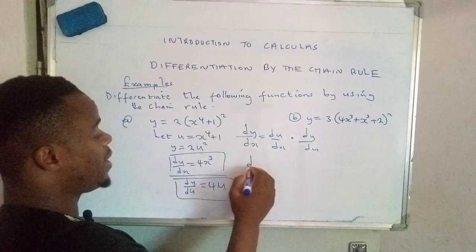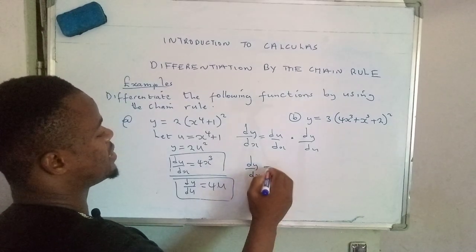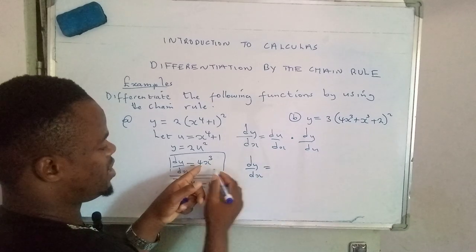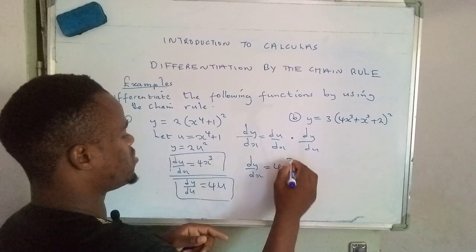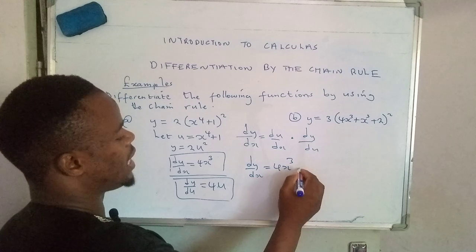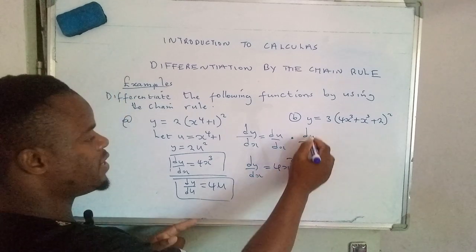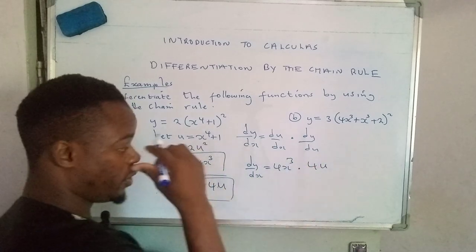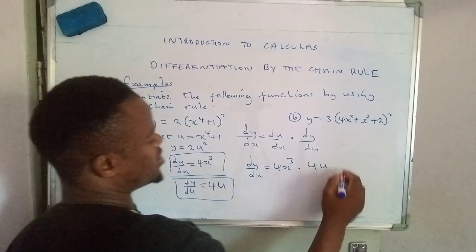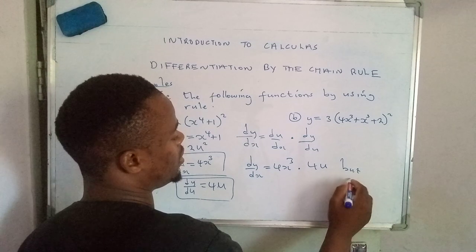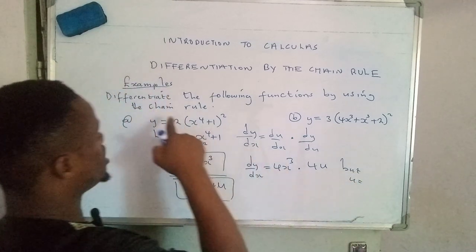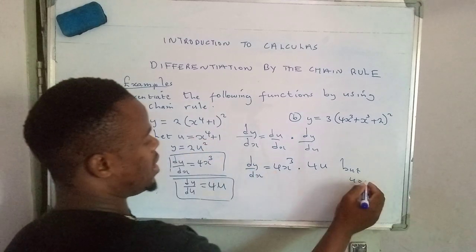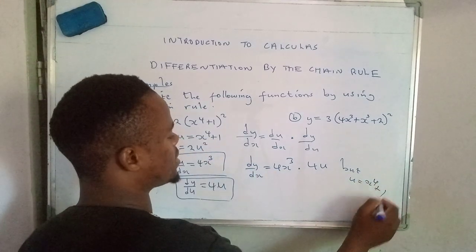So we say dy/dx is equal to du/dx, which is 4x raised to the power 3, times dy/du, which is actually 4u. But I'm going to write this as, but u is equal to, we go back to the origin, u was let to equal x raised to the power 4 plus 1.